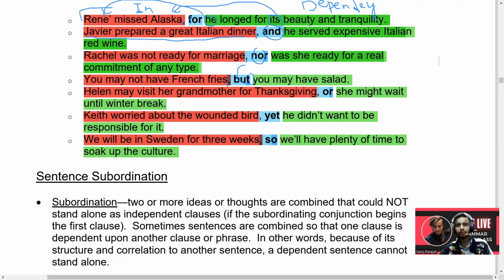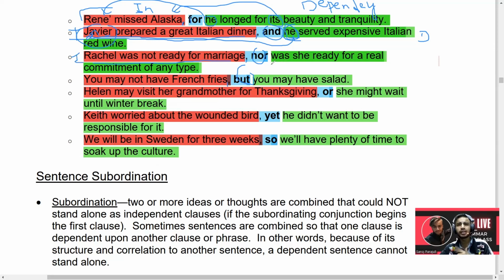Now let's see. He served expensive Italian red wine. Who is he over here? He is dependent on Xavier, guys. In this sentence, he is dependent on Xavier. So this is a dependent sentence, and this one is an independent sentence. Now another one. Rachel was not ready for marriage. Okay, it's a complete sentence. Rachel is a proper noun, and she was not ready for marriage. It's a complete thought, so it is an independent sentence.